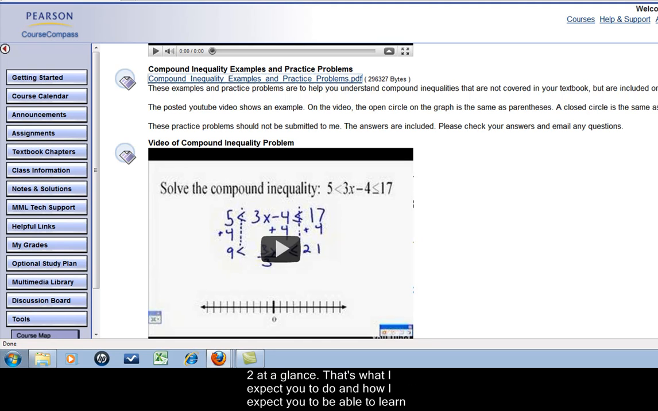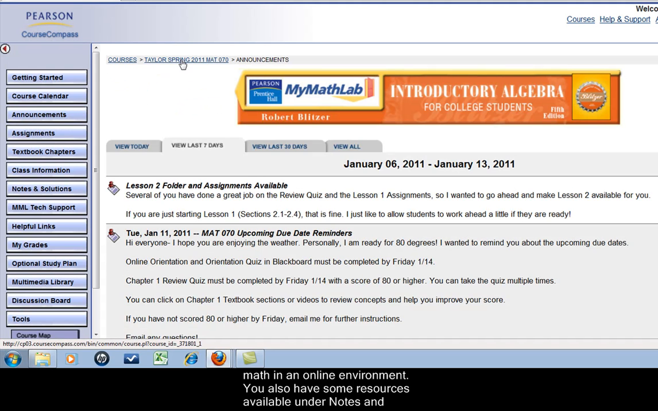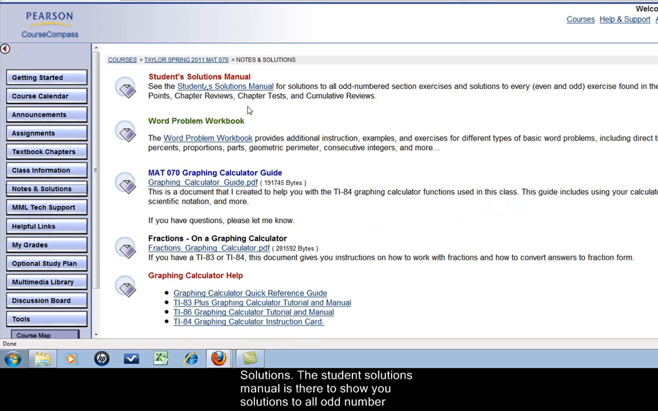Alright, that's lesson 2 at a glance, and that's what I expect you to do and how I expect you to be able to learn math in an online environment. You also have some resources available under Notes and Solutions. The Student Solutions Manual is there to show you solutions to all odd number exercises found in the mid-chapter checkpoints, the chapter reviews, the chapter tests, and the cumulative reviews.